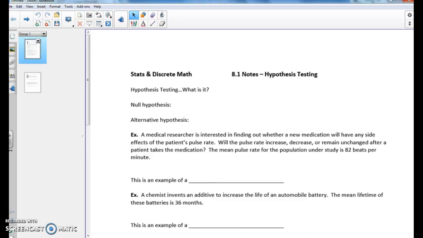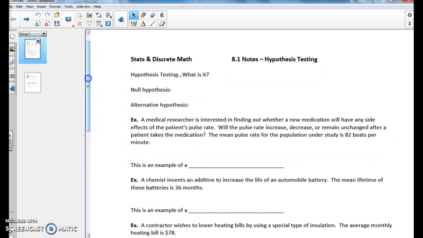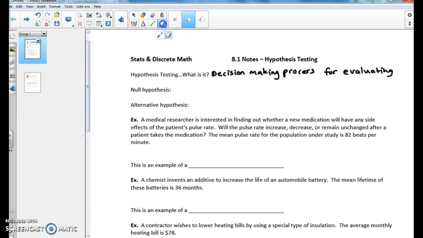This week's focus is section 8.1 about this thing called hypothesis testing. And that's the first question, hypothesis testing. What is it? It is a decision-making process for evaluating claims, I should say. That's probably a better word than choices, about a population.